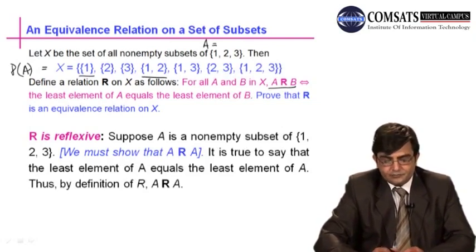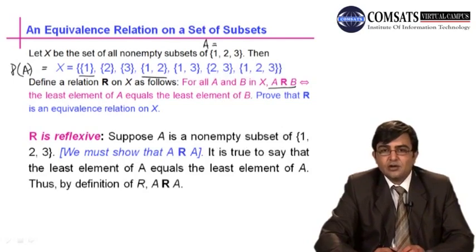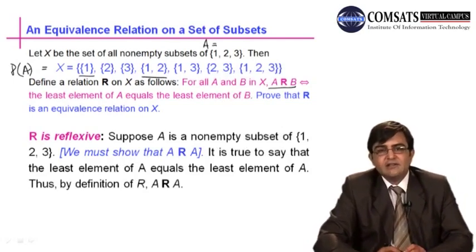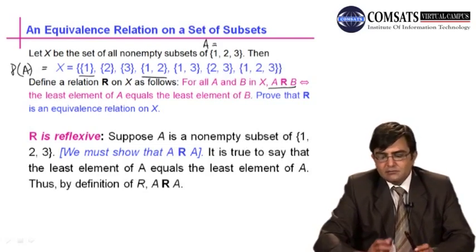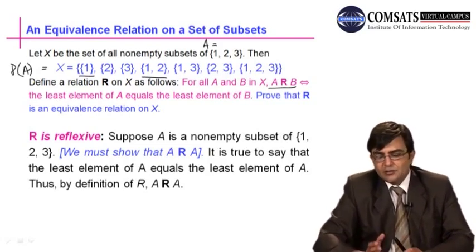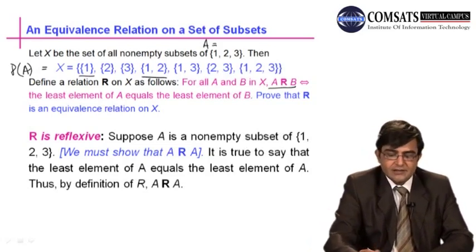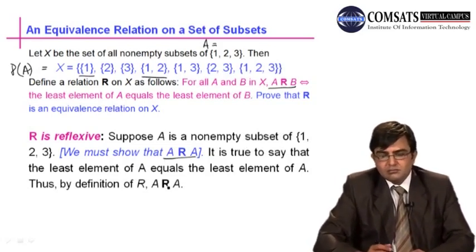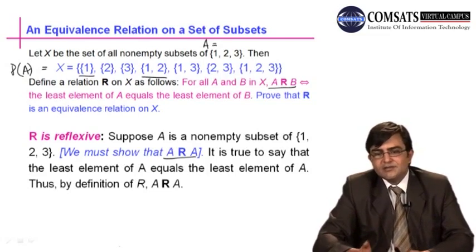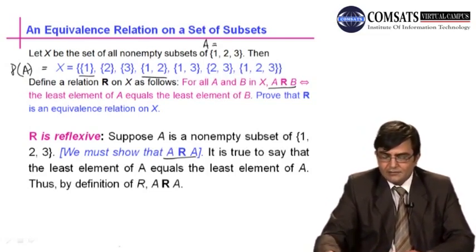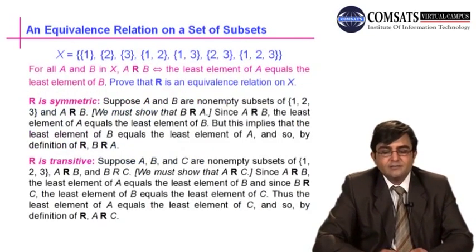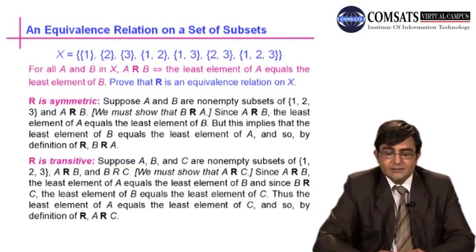First we have to check whether this given relation is an equivalence relation or not, and then we shall calculate the equivalence classes of this relation. Now R is reflexive: A must be related to A. So the smallest element of A will be equal to the smallest element of A. So therefore this relation must be reflexive. This we can get obviously.